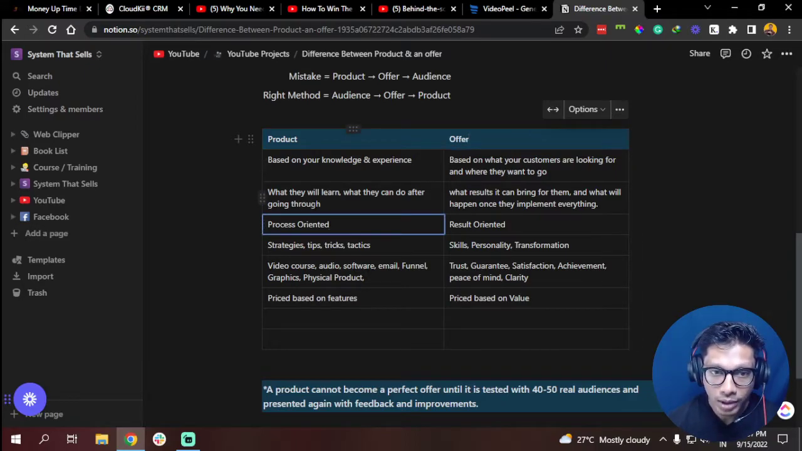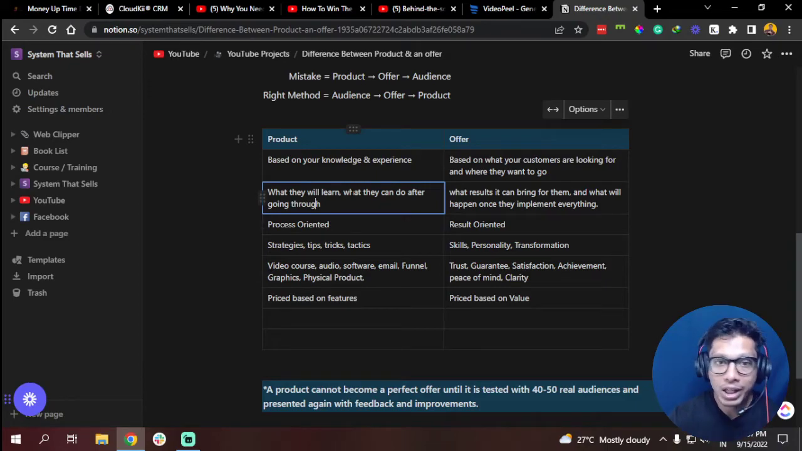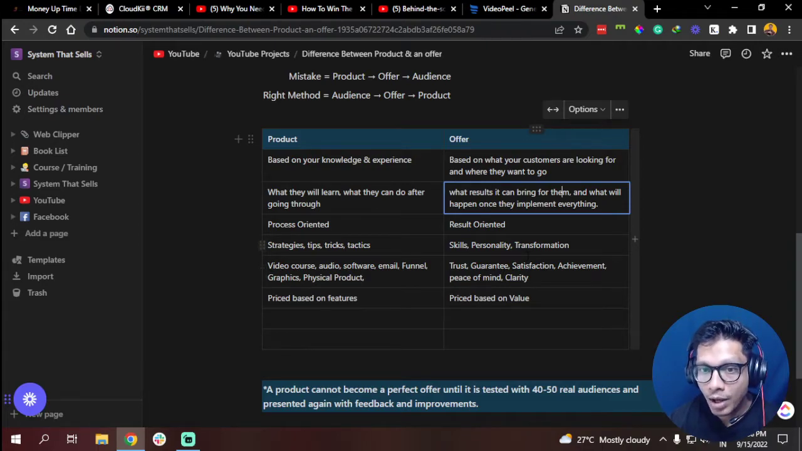Now, the second thing is, the product is all about what they will learn inside the course and what they can do after they go through it. So it's all about the process. The offer should be what results it can bring for them, what will happen once they go through the steps and implement all that in their life or business. So it's all about what kind of results they can get from the steps you're teaching, the strategies, tips or tricks, whatever you're teaching inside your product.